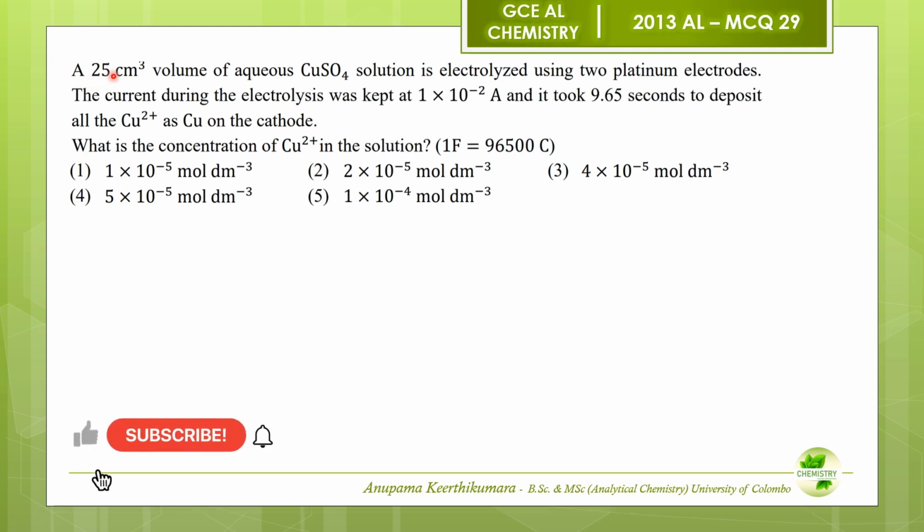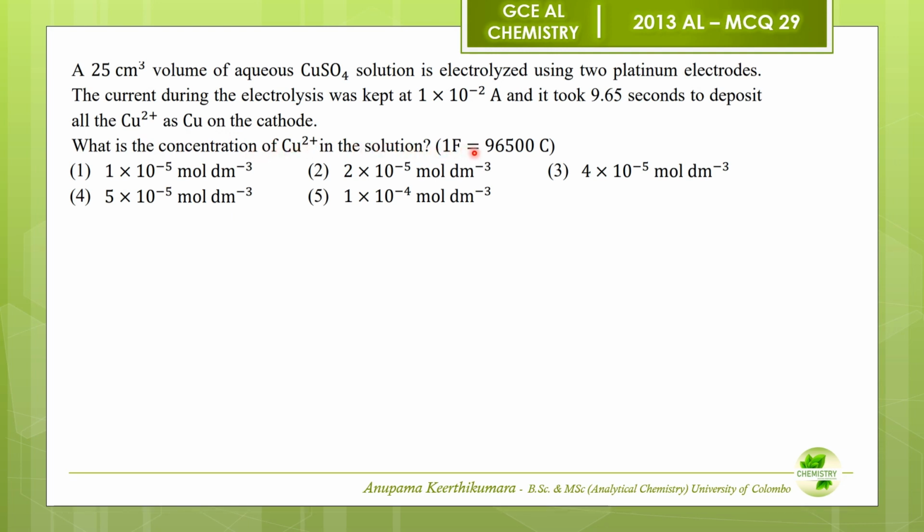A 25 cubic centimeter volume of aqueous copper sulfate solution is electrolyzed using two platinum electrodes. The current during the electrolysis was kept at 1 times 10 to the negative 2 amperes, and it took 9.65 seconds to deposit all the copper 2 plus ions as copper on the cathode. What is the concentration of copper 2 plus ions in the solution?